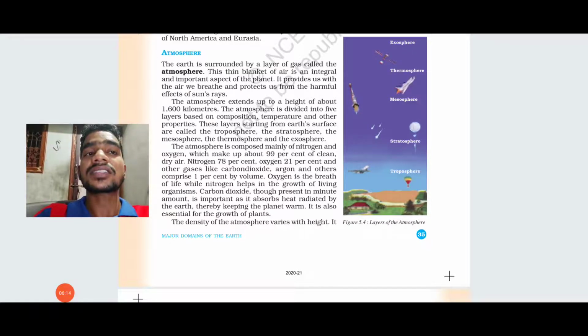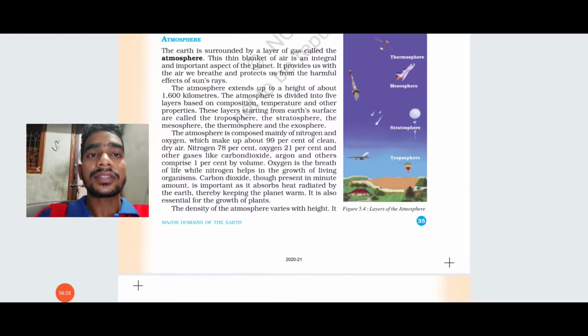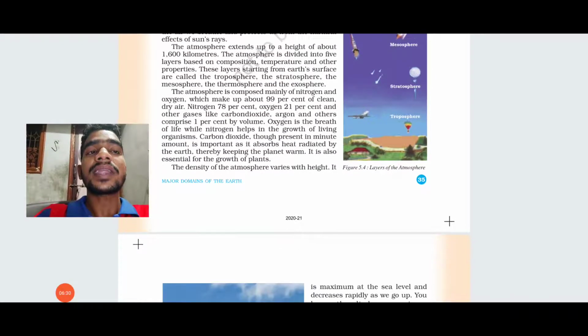These layers, starting from the earth's surface, are called troposphere, stratosphere, mesosphere, thermosphere and exosphere. I will show this picture of all of these. The atmosphere is composed mainly of nitrogen and oxygen, which make up about 99% of clean dry air. Nitrogen 78%, oxygen 21%, and other gases like carbon dioxide, argon and others comprise 1% by volume.